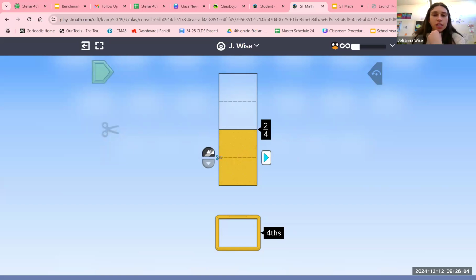And I don't have to change it. If it was different, I would need to change it like that, press that up and down button. So I changed it to fourths. You'll notice it's still half of this shape that is filled in because 2/4 is equivalent to 1/2. Press this go button and then next.